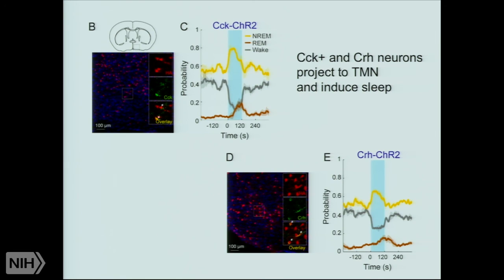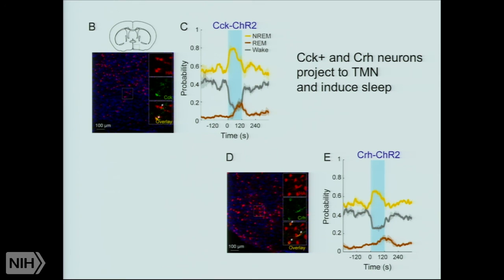Again, this is just the anatomy to show that these neurons do project to the TMN. But here's the key experiment. When we activate the CCK neurons, you see an increase of non-REM, also an increase of REM, and a dramatic decrease of wakefulness. And this is the effect for CRH, a smaller magnitude, but at least in the same direction.